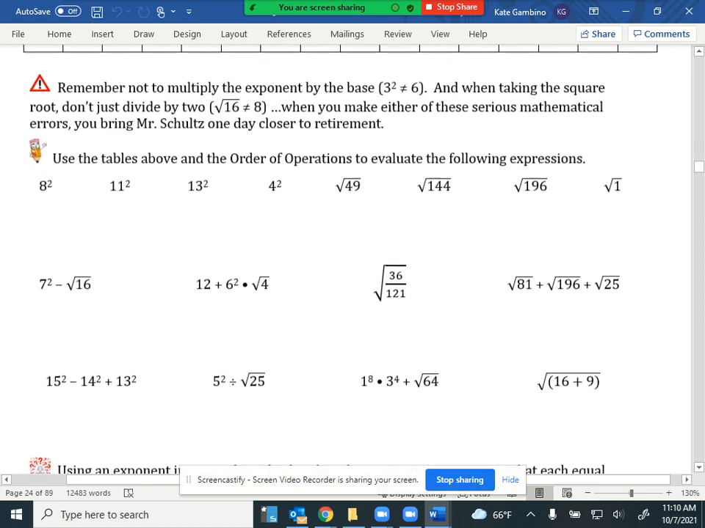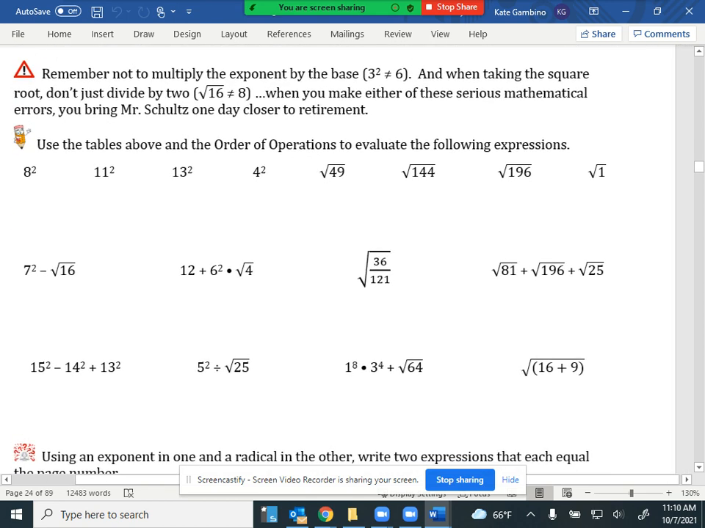Let's look at the bottom. So our work for today, you can use those tables on the top. Some of them, you're just doing the simple exponents or square roots, so squaring or finding that square root. But then down below, you have to remember the order of operations as you're doing it. So that top row is a little bit easier. You're just filling in from our table.